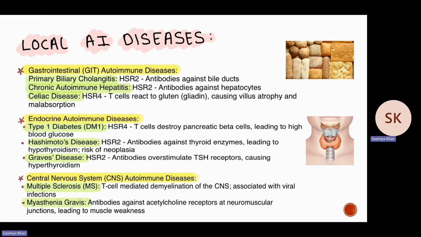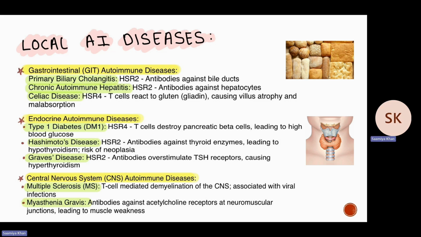Now let's discuss a little bit about the local autoimmune diseases that I mentioned in the flowchart before. Starting off with the GIT autoimmune diseases, it's the same diseases. I just wanted to mention what the antibodies are produced against. So, for example, in gastrointestinal autoimmune diseases, primary biliary cholangitis, antibodies are against the bile ducts. In chronic autoimmune hepatitis, antibodies are against the hepatocytes.